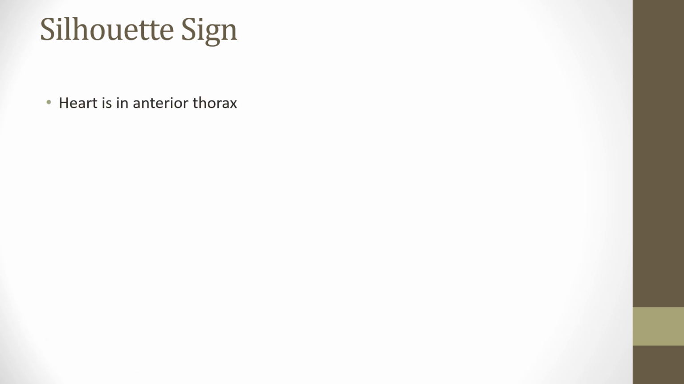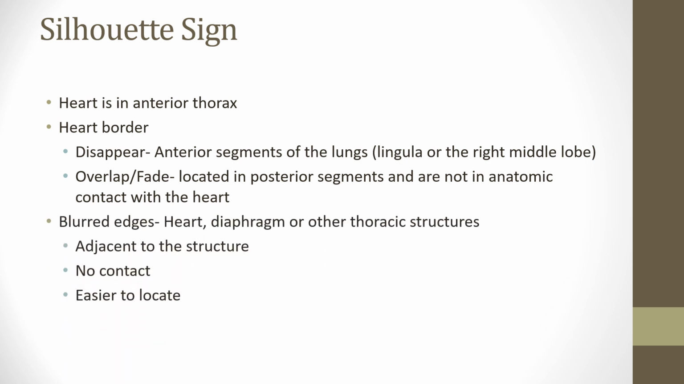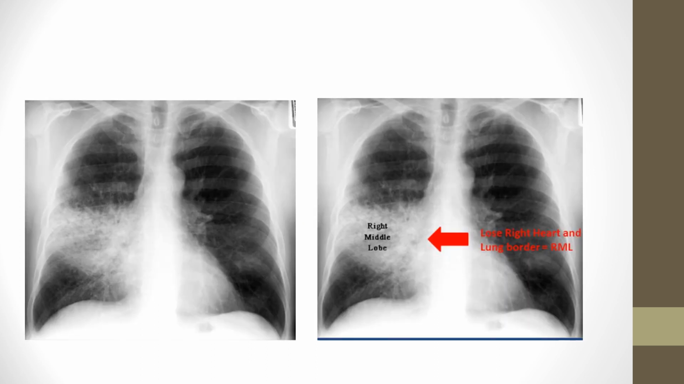So with the silhouette sign, the heart is in the anterior of the thorax, therefore the right middle lobe is anterior and the right lower lobe is posterior. That's why you would see a silhouette sign if it was the middle lobe compared to the lower lobe. If they shade each other out or have blurred edges, they're adjacent structures. That's why you know if it's the right middle lobe versus the right lower lobe. Why do I make a big deal about that? Like I said, it's going to help you therapeutically with deciding patient position, postural drainage, airway clearance techniques, bronchoscopy. It can help you know which area to focus on. There are a lot of benefits to knowing if it's the lower lobe versus the middle lobe.